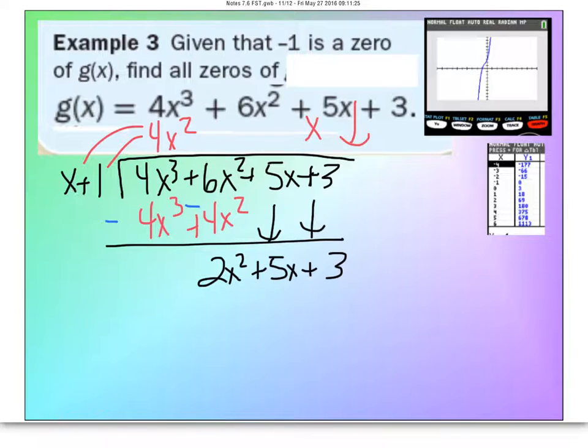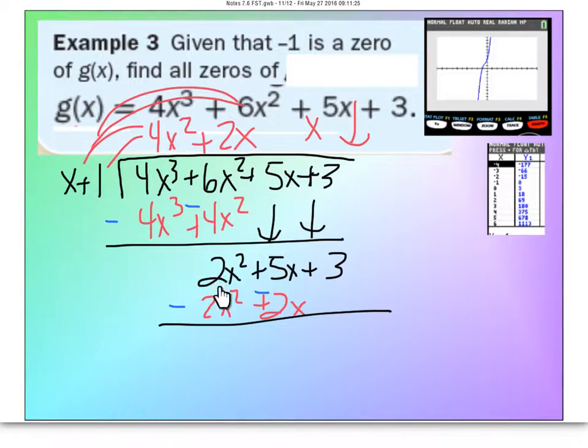To make an x a 2x squared, we need a 2 and one more x. So we'll do plus 2 and another x. Multiply through, so we get 2x squared plus 2x. Come on in and subtract everything. It's going to leave us with, this cancels out, 5x minus 2x is a 3x.